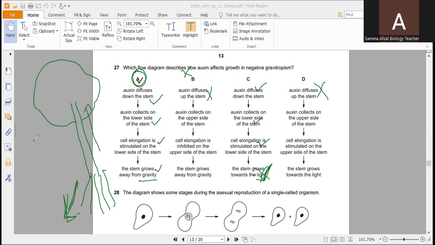Because in C, as this is correct, but this is for phototropism. If we are talking about phototropism, but here we are talking about gravity. So according to gravitational response, this is the correct option. It can be the correct option for phototropism. So only A is the correct option.